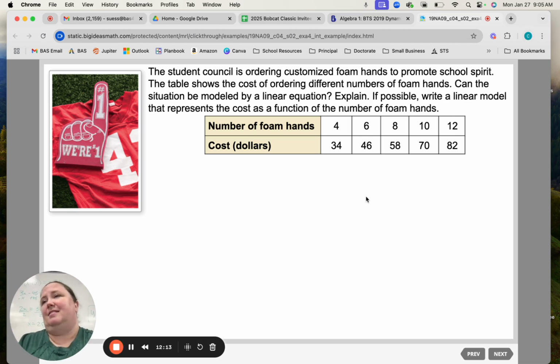Is it ever going to ask you, like, can this situation be modeled by a linear equation, and then it can't? No, it always can. Then why does it ask? Because it wants you to try. They're going to have to put a rule on the answer that the algorithm says works. Yes, it can be modeled.